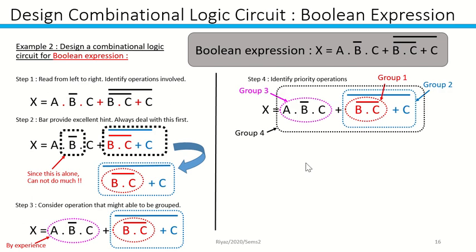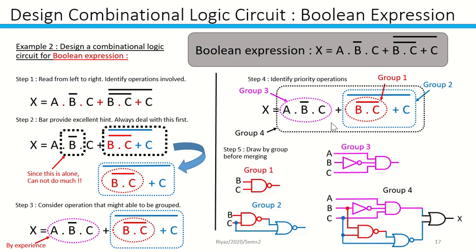So we go for step 4, where we identify the priority of operations. You already selected the third group. So I put the first group over here. The second group is the blue color. The third group will become the pink color, and the fourth group becomes the whole thing, which is the operation of all. So that is the priority of operation.